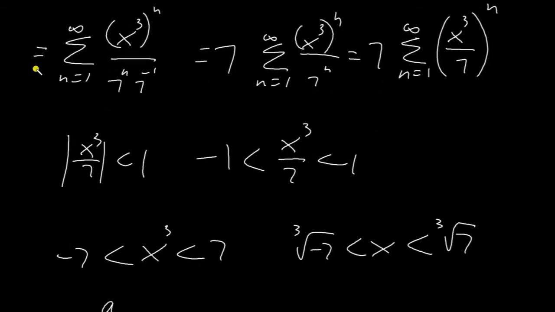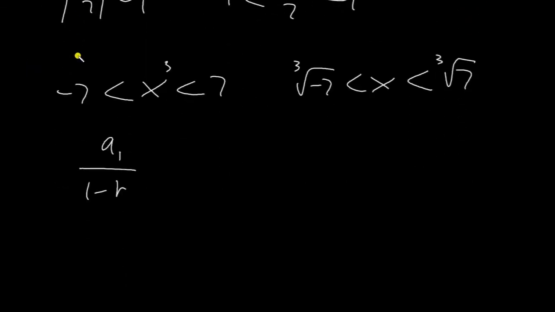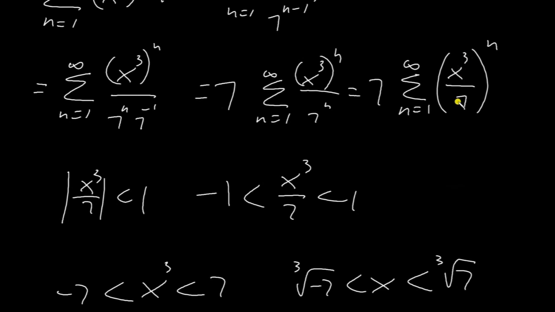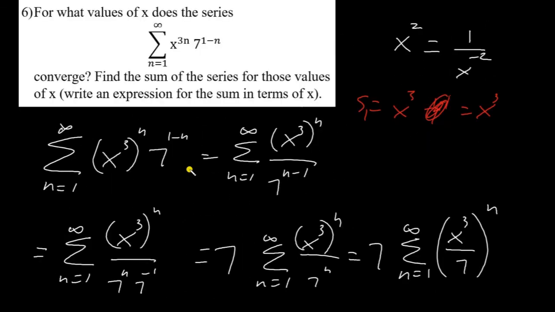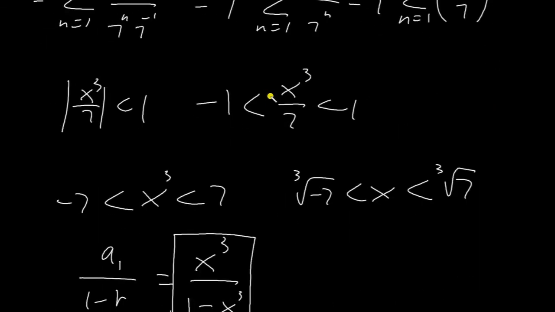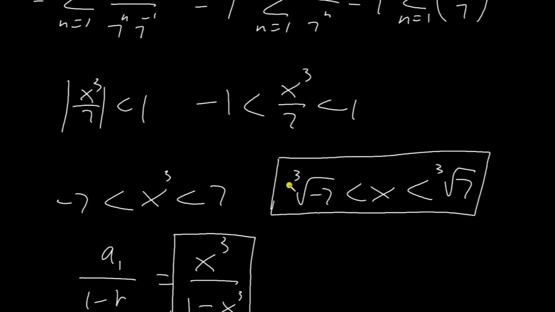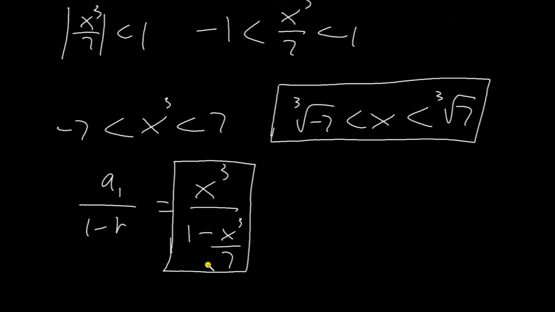So the sum is equal to x cubed over 1 minus, okay, what's the common ratio? Well, the common ratio is x cubed over 7, right? And this is good. You don't need to simplify this any further. Okay, so we have done everything that the question asked us. We found the values of x for which that series will converge, and then we also found the sum of that series in terms of x.